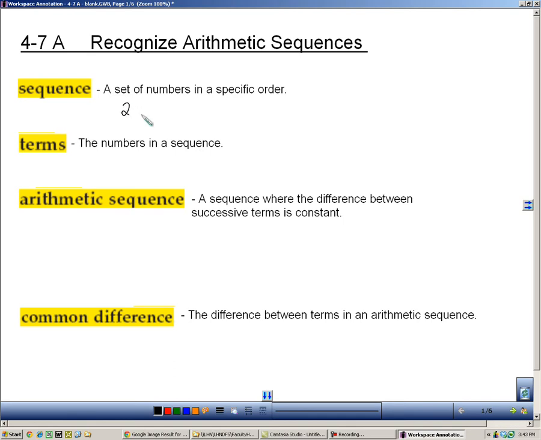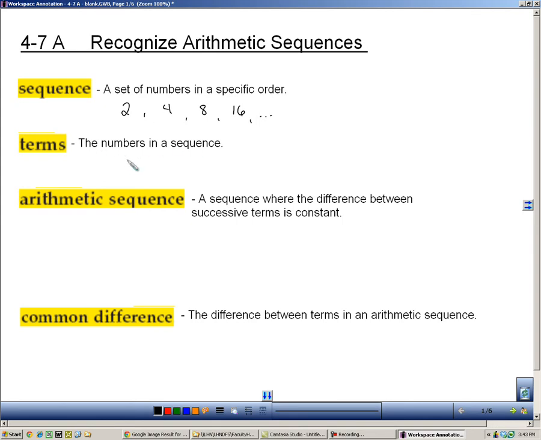An example of that might be something like 2, 4, 8, 16, and then I'll put dot, dot, dot to just say that it goes on forever. These numbers are in a specific order. They double. Each number doubles from the one that comes in front of it. It's a sequence.